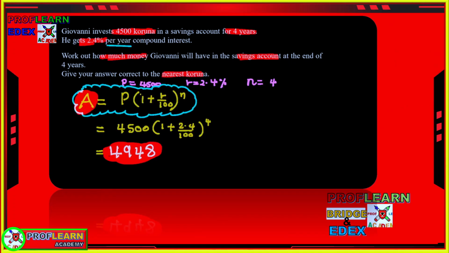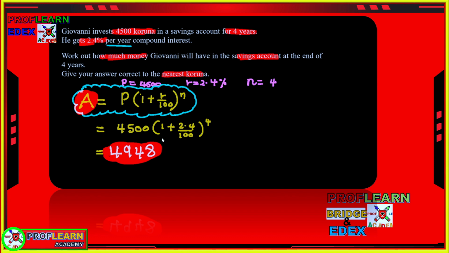We have an investment in Corona currency. 4,500 Corona were invested in a savings account for 4 years. He gets 2.4% per year compound interest, meaning we're going to say amount is equal to P into 1 plus R over 100 raised to power N, where N is the number of years, which is 4. So if you apply that, you are going to get 4,948, because we were supposed to round to the nearest Corona.